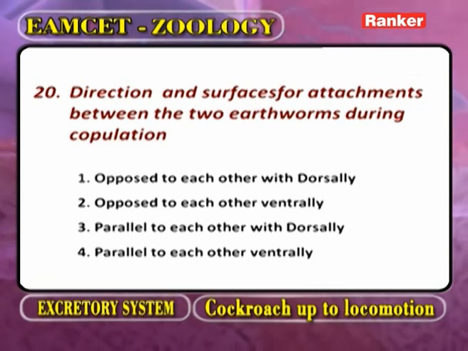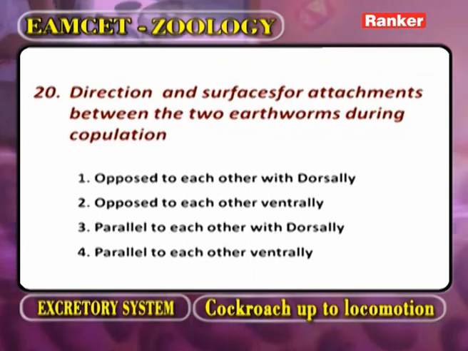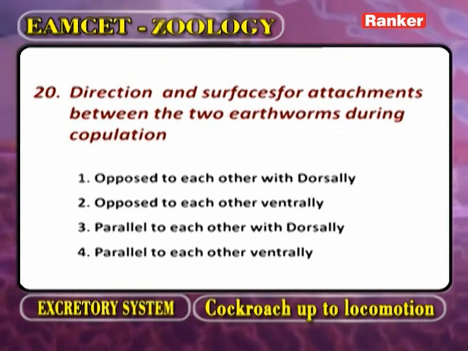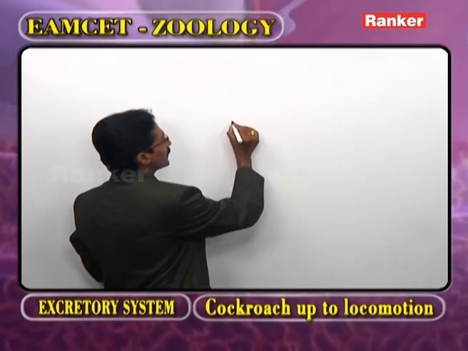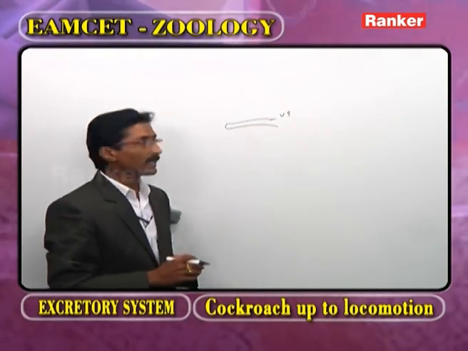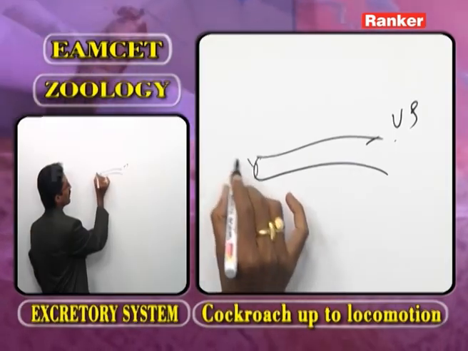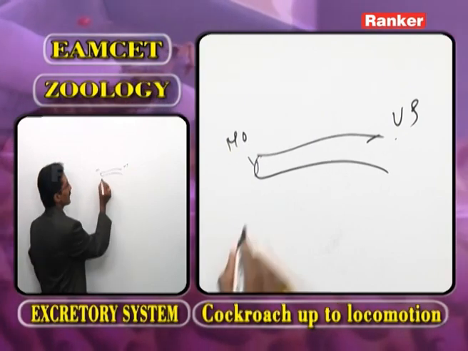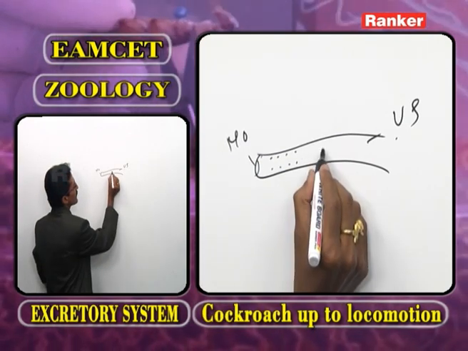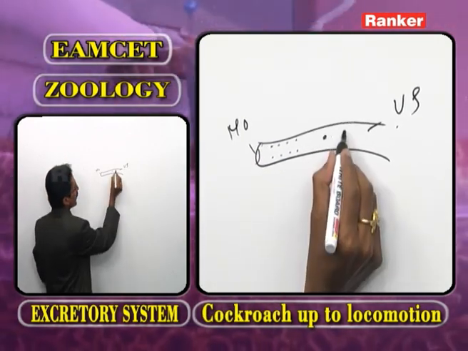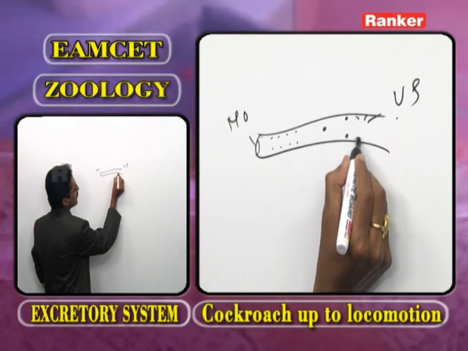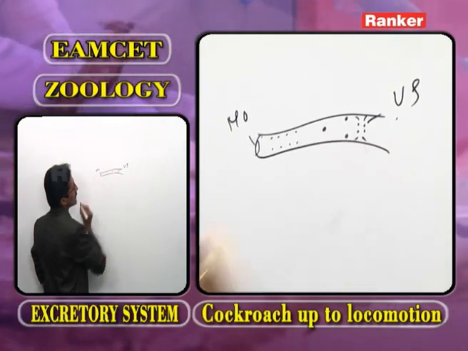Direction and surface for the attachments between two earthworms during copulation. Now as we observe the earthworm body, this is the ventral side of the body. On the ventral side of the body, what is present? The mouth. In the same way, these are spermathecal sac openings. Now this is the female genital pore, and these are the male genital pores, and these are the genital papillae, and these are the accessory glands.